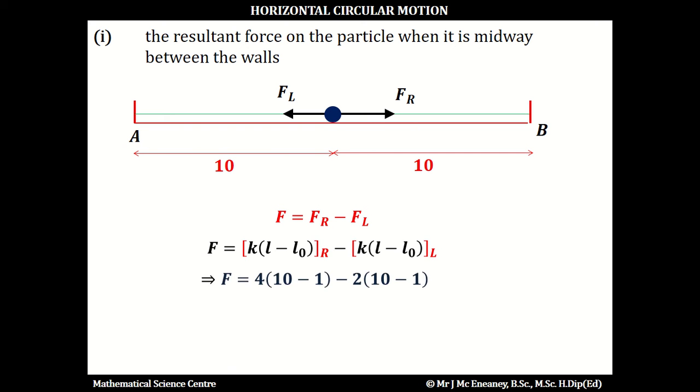So the k value for the elastic on the right is 4. The length of the elastic on the right is 10, minus its natural length, which is 1. The k value for the elastic on the left is 2. The length of the elastic on the left is 10 also, and from that we need to subtract its natural length, which is 1 also. So this means F is going to be 36 minus 18. So the resultant force is going to be 18i because it's to the right.